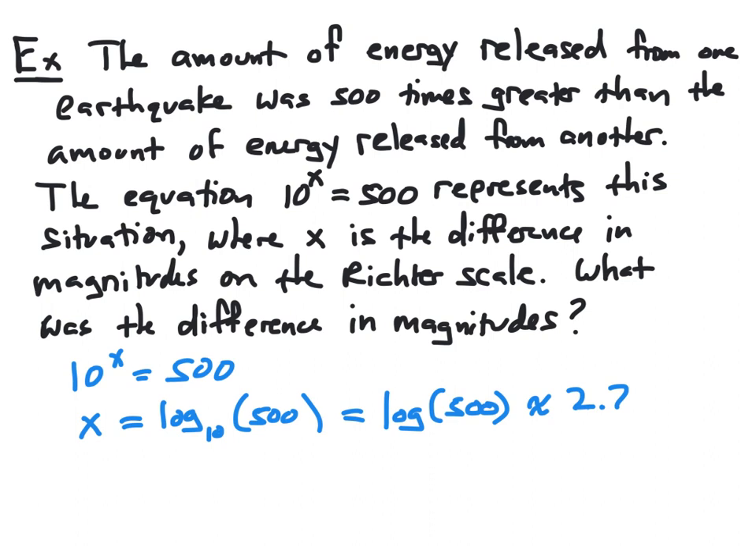What this means is that if we knew the smaller earthquake had a Richter scale reading of 3, the larger one would have to have a Richter scale reading of 5.7 in order for the difference to be 2.7.